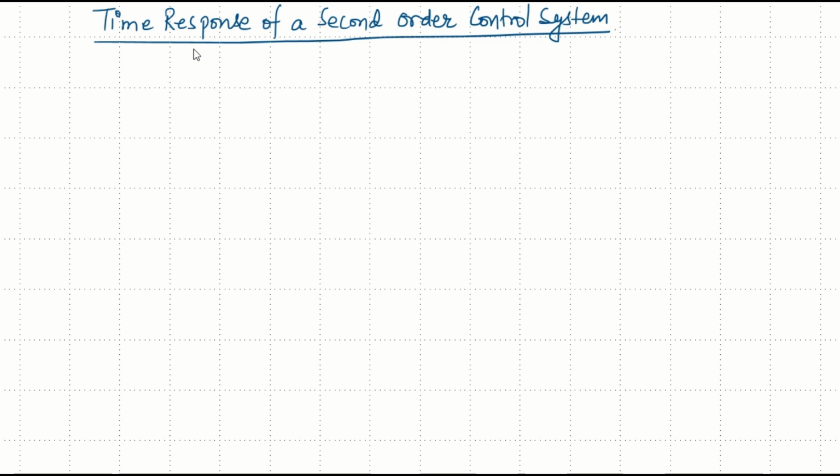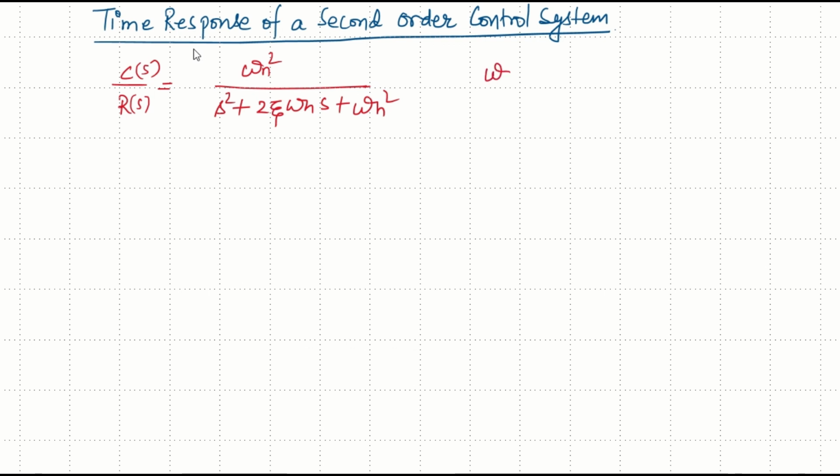In this video lecture, we are going to discuss the time response of a second order control system. Now, we already discussed the transfer function. The general expression of the transfer function of the second order control system is given by C(s)/R(s) equals omega n square divided by s square plus 2 zeta omega n s plus omega n square.